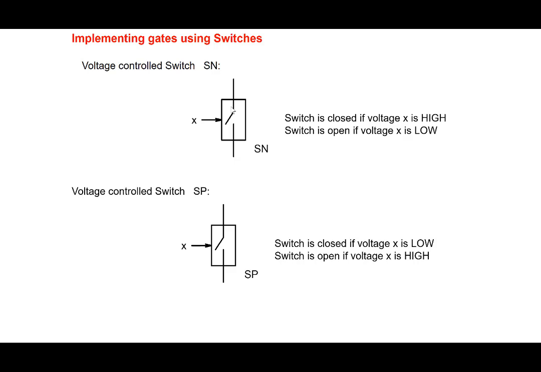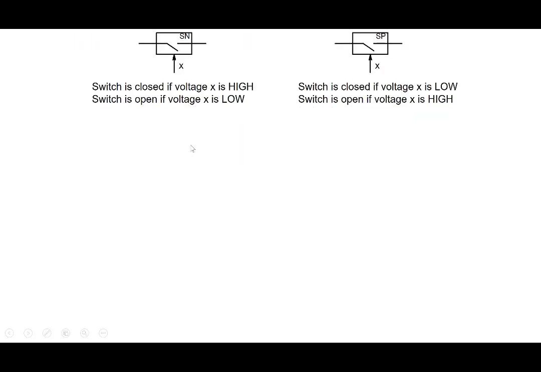So we are doing a more general representation, saying that suppose we have these switches, an SN switch here, which closes when the input voltage is high, and an SP switch here, which closes when the input is low. All right, so let's say we have this switch here, and so you could represent it like this also. Switch is closed if voltage X is high, switch is open if low, right?